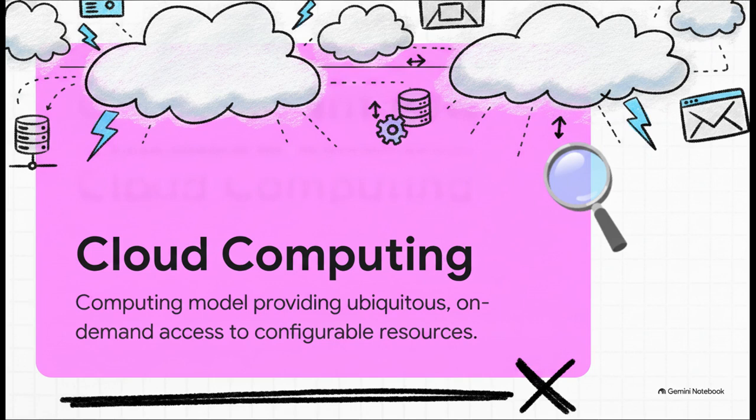And where does all this incredibly structured data live today? Increasingly, it lives in the cloud. Cloud computing is the ultimate modern data repository. It's a computing model that provides ubiquitous, on-demand access to a shared pool of configurable resources. Think networks, servers, storage, and applications. The real beauty of the cloud is that it completely removes the need for companies to buy and maintain expensive on-premise hardware, allowing resources to be rapidly provisioned with very minimal management effort.